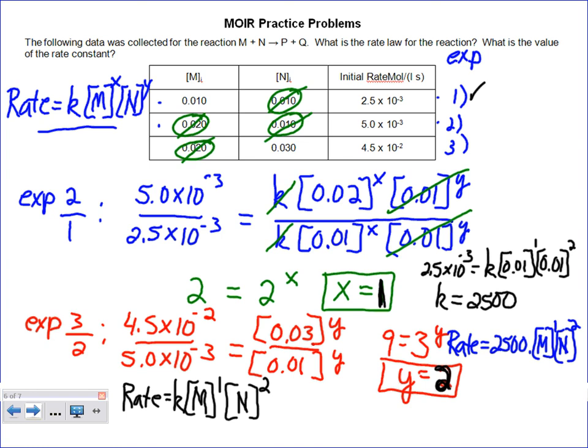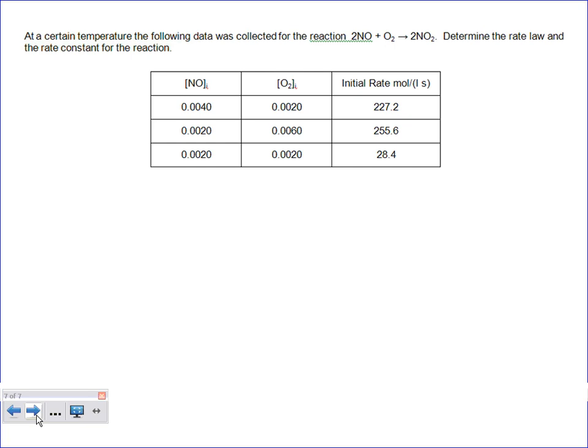Okay, second one. In this situation, really the same type of question. We've got all of this data that's been determined experimentally, and we're told the reaction. We want to determine the rate law and the rate constant for the reaction. So again, you're going to go through here, and you're going to say that experiment, here's 1, 2, and 3.